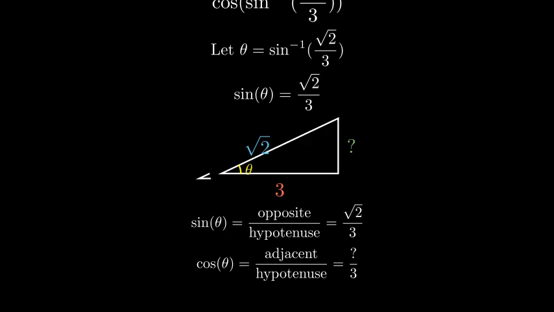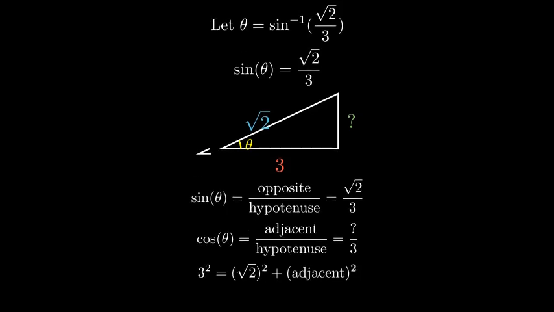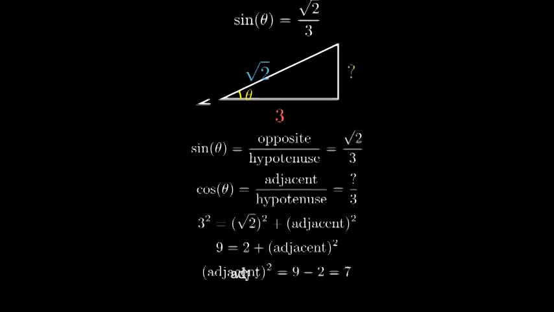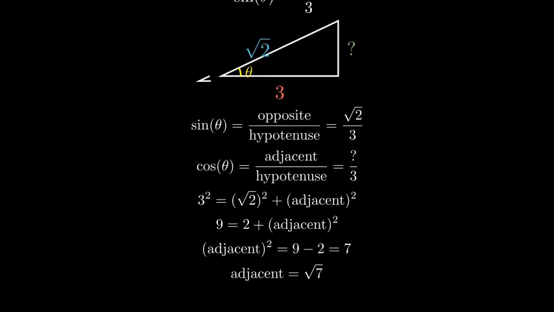We can use the Pythagorean theorem to find the adjacent side. The square of the hypotenuse equals the sum of squares of the other two sides. Let's solve this step by step. 3 squared is 9. Square root of 2 squared is 2. So, adjacent squared equals 7.